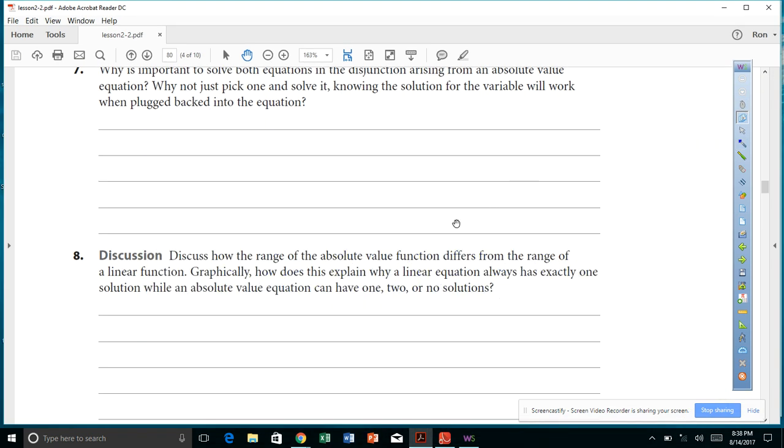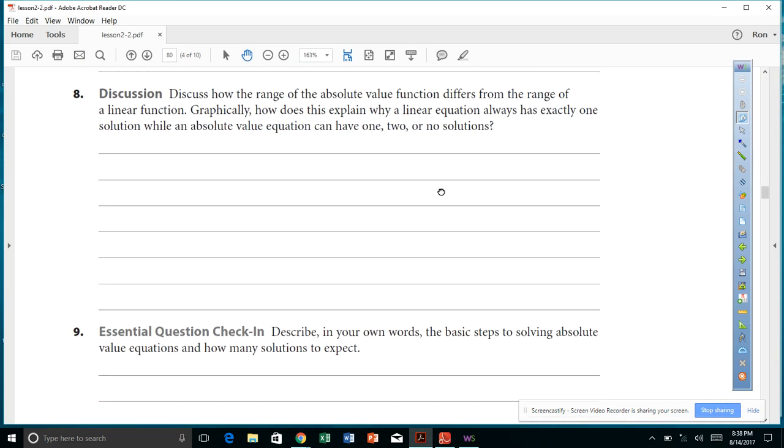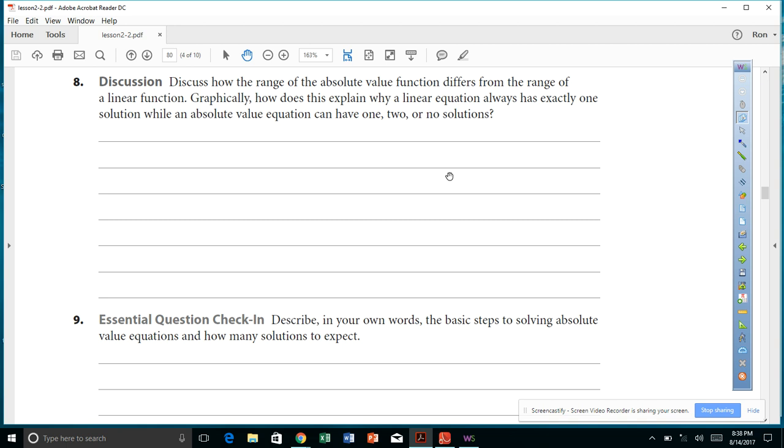Eight, discuss how the range of the absolute value function differs from the range of a linear function. Graphically, how does this explain why a linear equation always has exactly one solution, while an absolute value equation can have one, two, or no solutions?